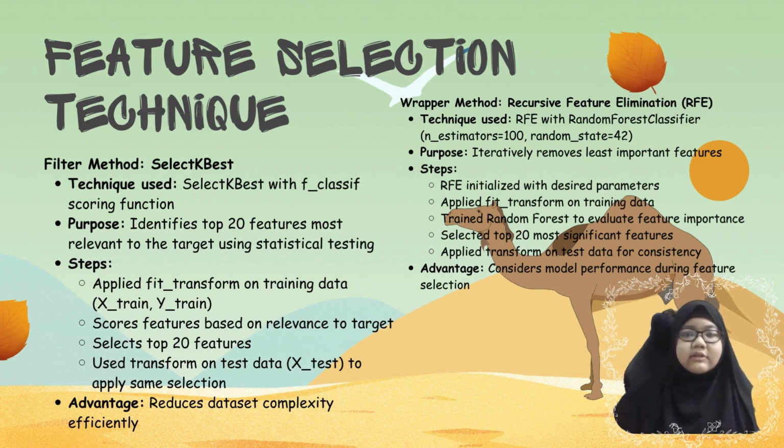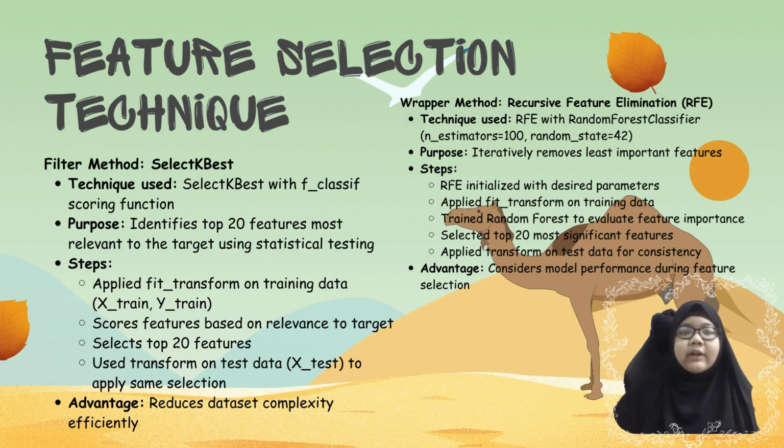Feature selection is the process of selecting the most relevant features from a dataset, helping to reduce complexity, speed up training time, and improve model performance. As for the feature selection technique, for the filter method, we use the SelectKBest technique. SelectKBest works by scoring each feature individually using a statistical test. In our case, we use the f_classif function, which is suitable for classification tasks. We set k equals to 20, meaning we wanted the top 20 most relevant features.